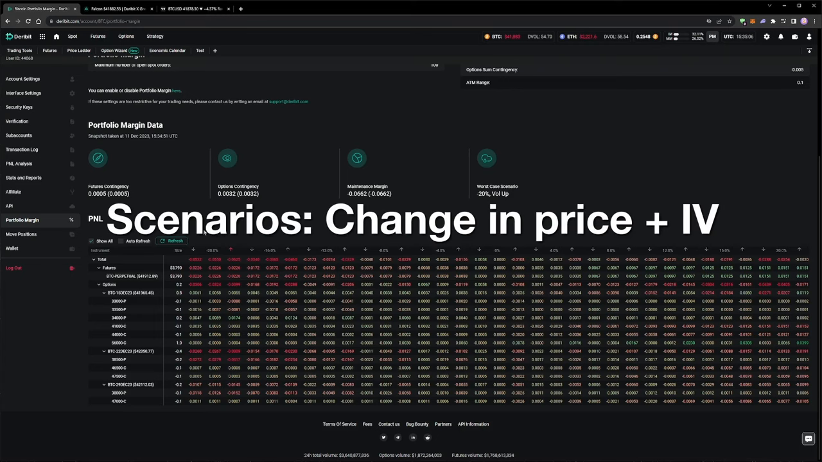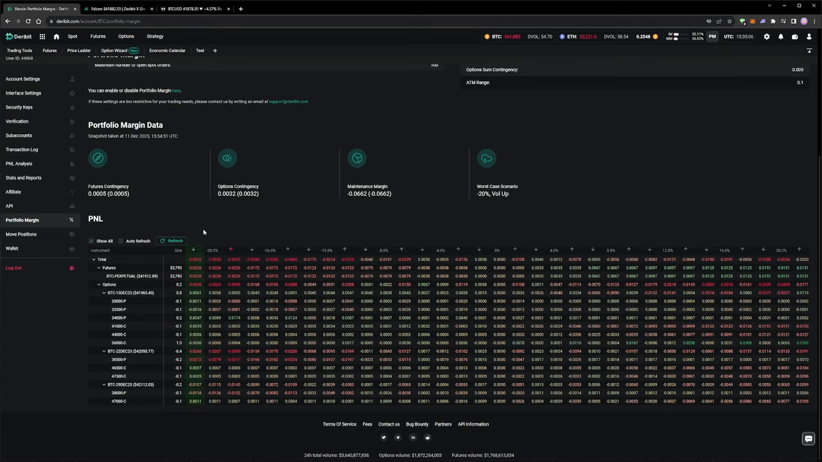Each scenario involves a change in the underlying price and a certain level of implied volatility. For example, in the far left column, the scenario is a decrease of 20% in the underlying price and a decrease in implied volatility. The profit or loss effect this scenario would have on each position is given in this column, with the total also displayed.